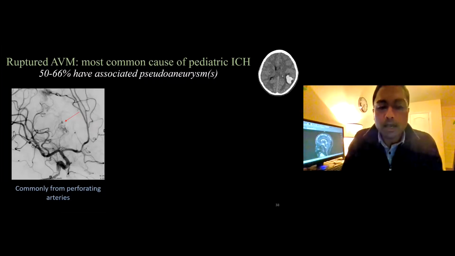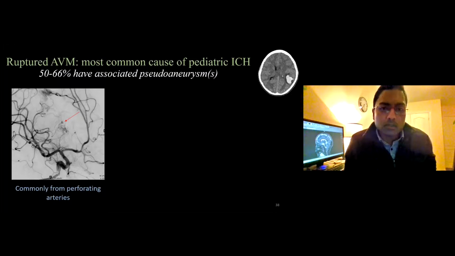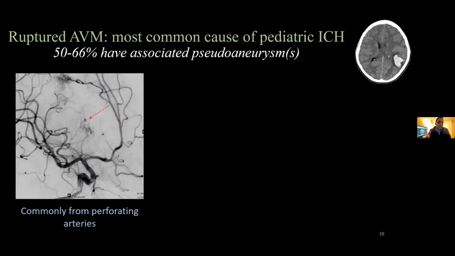a little older. And as I told you, the peak happens in teenage. Most commonly, they present with hemorrhage, and in the literature, it says about 20 to 30% have associated pseudoaneurysms, but we do a before 24-hour catheter angiogram for all ruptured AVMs, and we have found a 50 to 66% association of pseudoaneurysms.